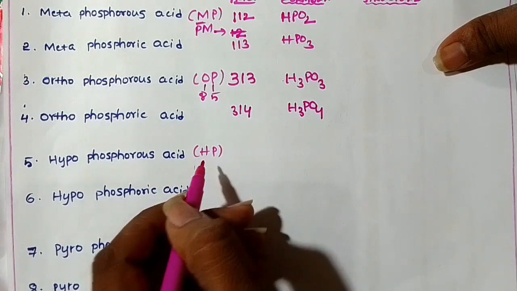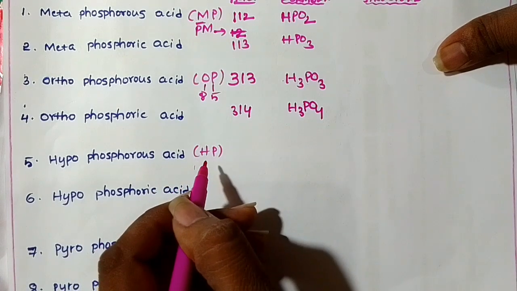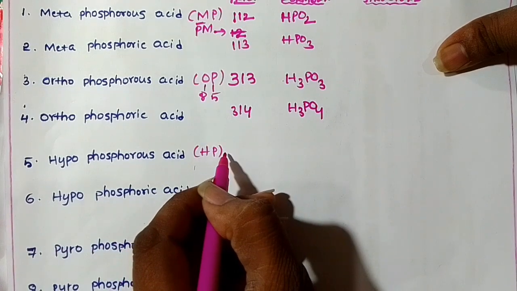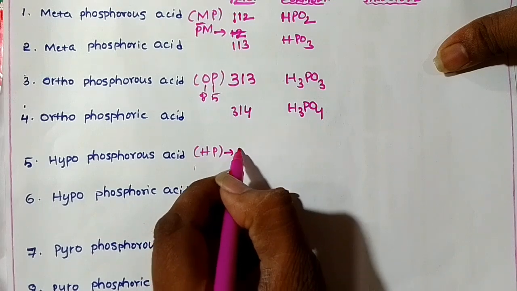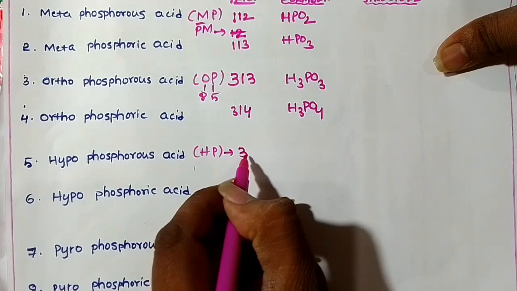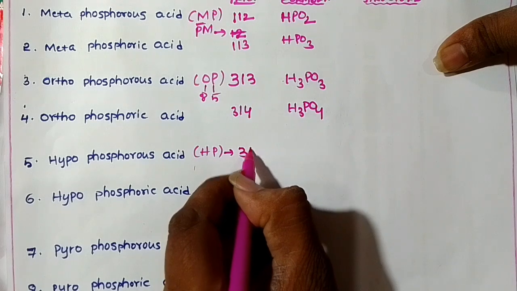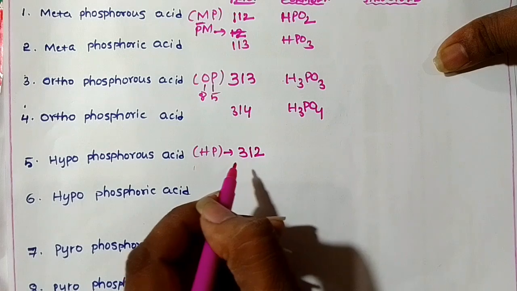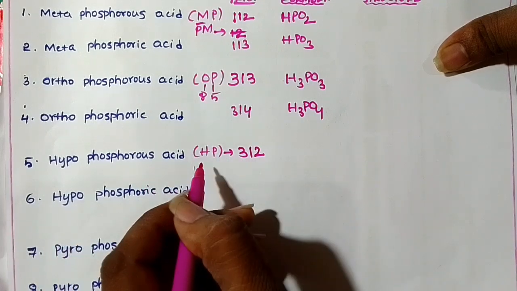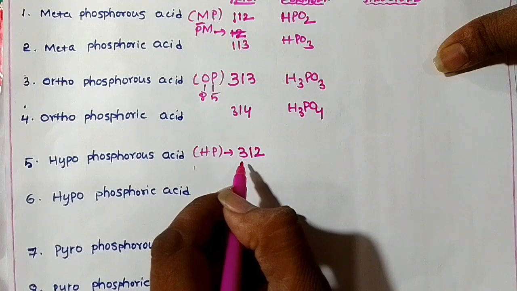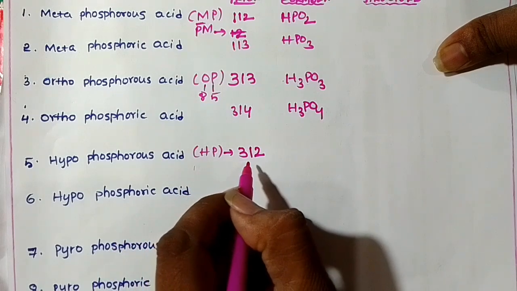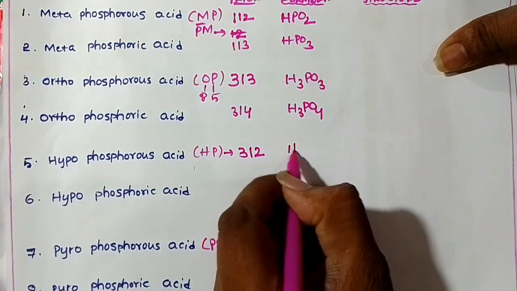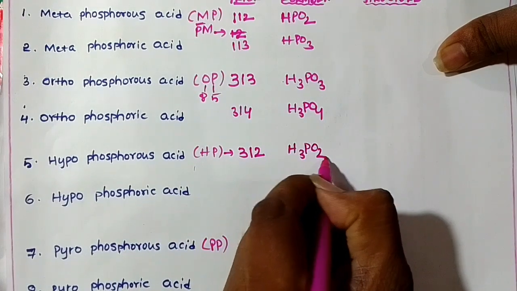Now coming to hypophosphorus acid. Let us imagine HP gas cylinders. Already you know that in olden days, the cost of an HP gas cylinder was minimum 300 rupees, and he used to give delivery at exactly 12 p.m. That's why the code is 312, and the formula is H3PO2.